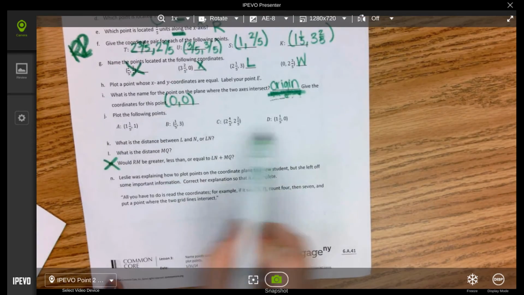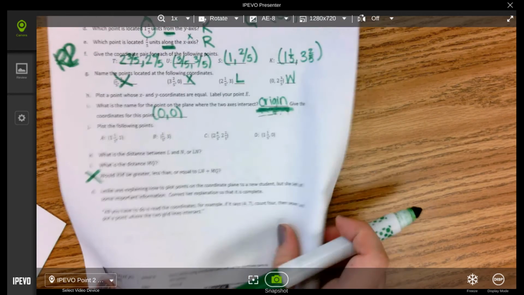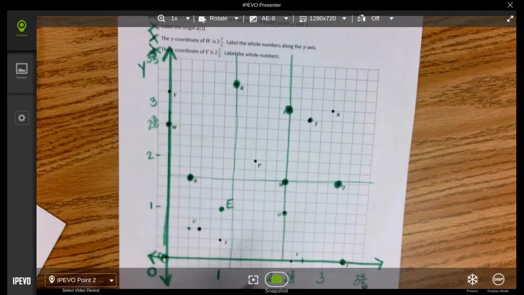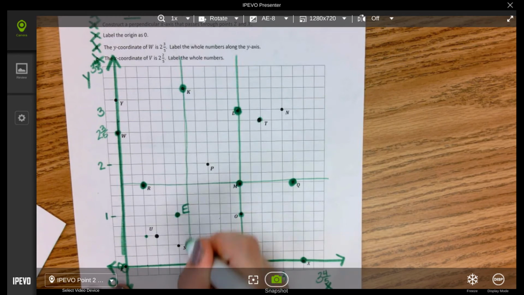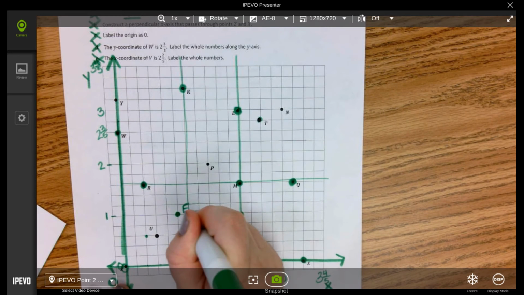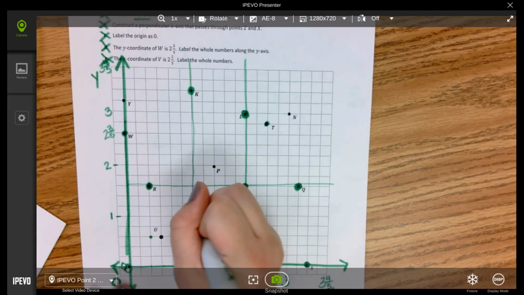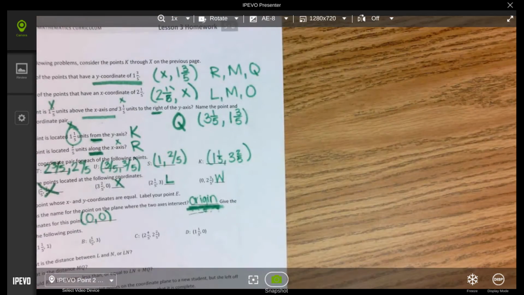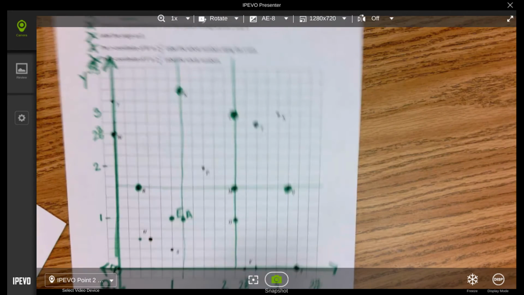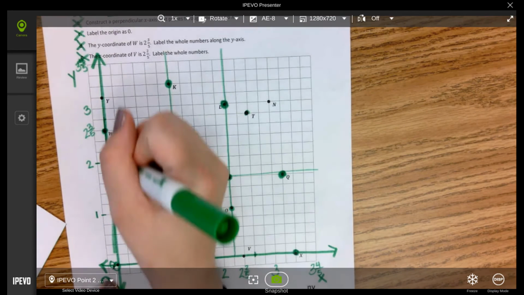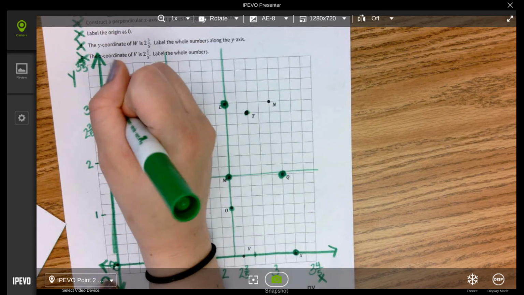All right, plot the following points. 1 and 1/5, 1. So here's 1, 1 and 1/5. And then 1. And what are we supposed to call that one? A. And then we have B is 1/5. So 1/5. And then all the way up to 3. That's B.